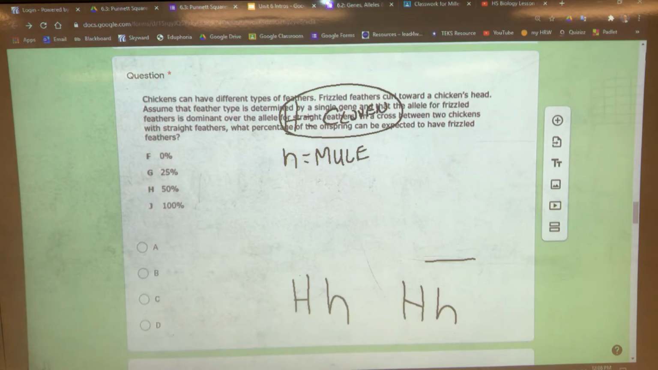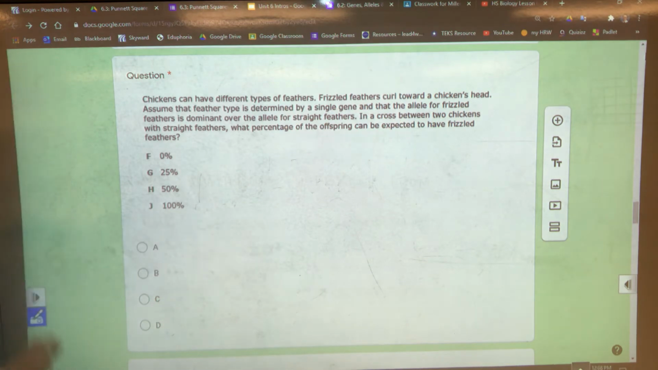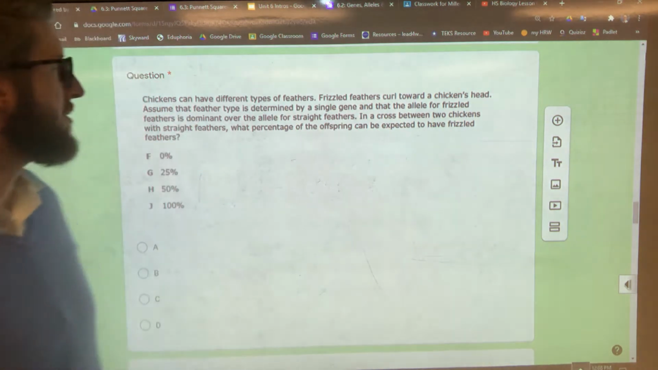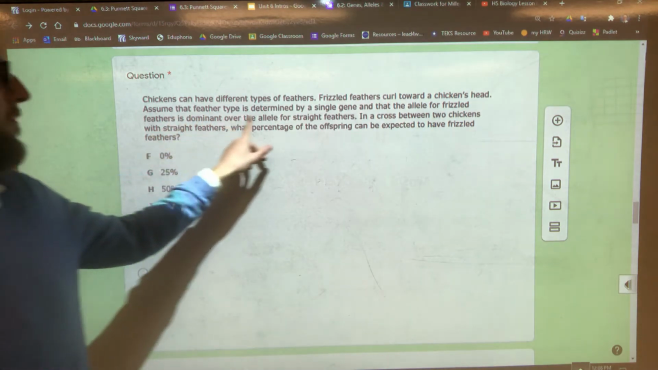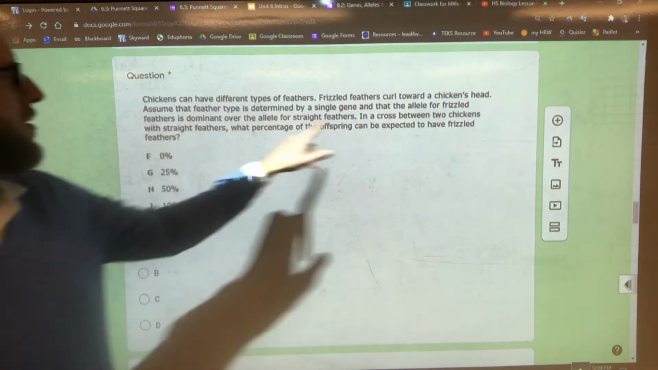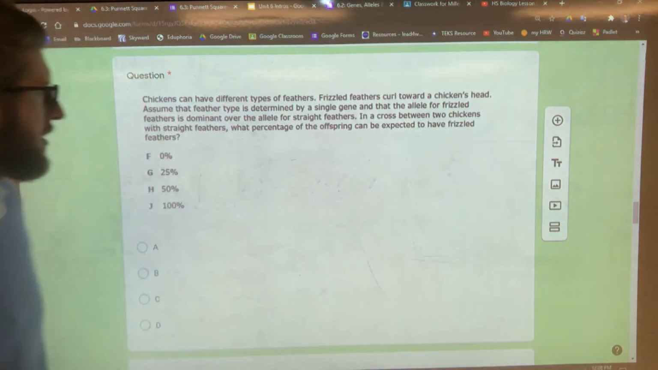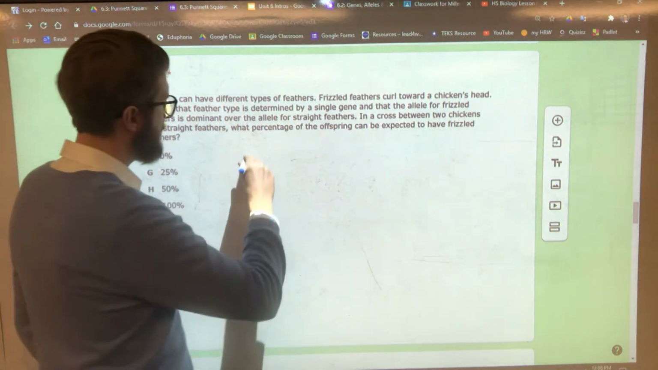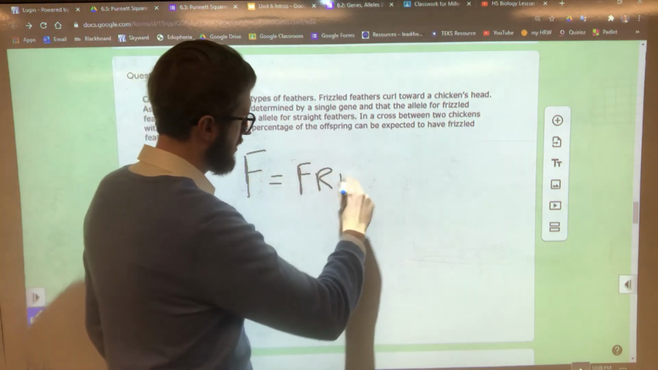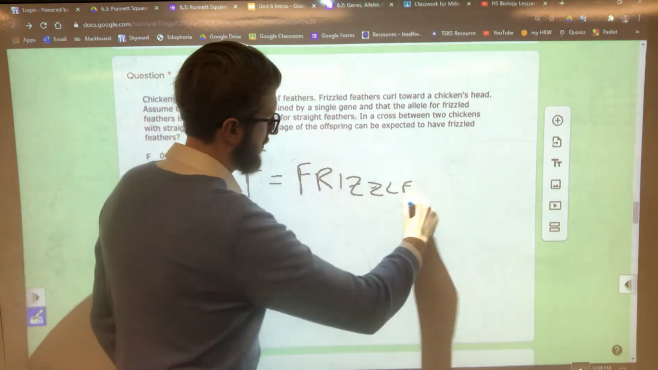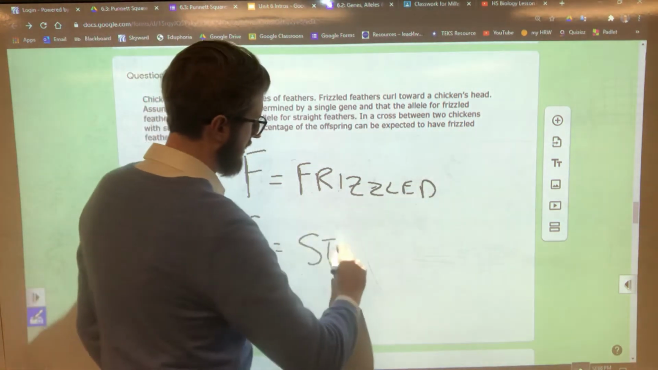Okay, so here's another one. It says chickens can have different types of feathers, frizzled or straight. Assume that frizzled is dominant over straight, okay? So let's say that capital F is the dominant one, and that's frizzled feathers. Lowercase f is straight feathers.